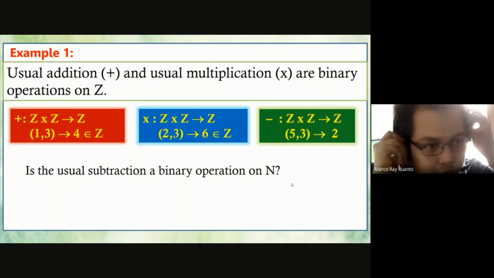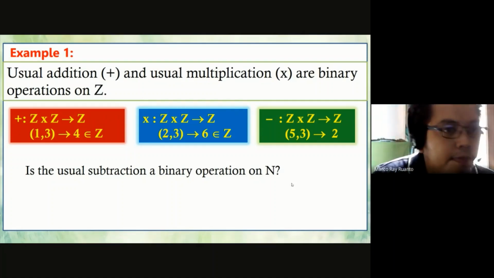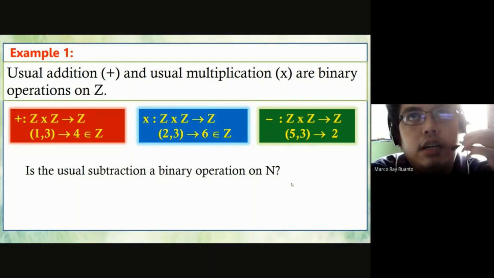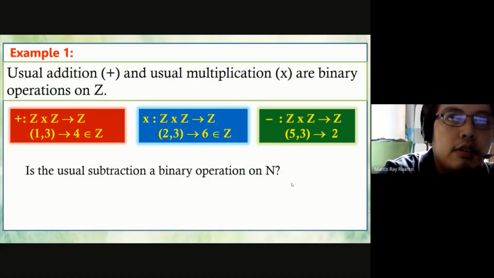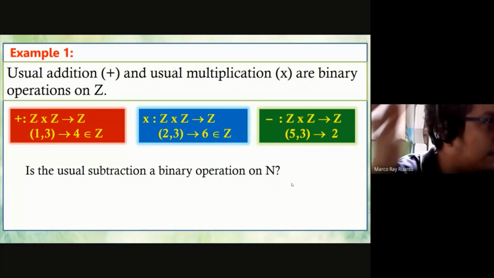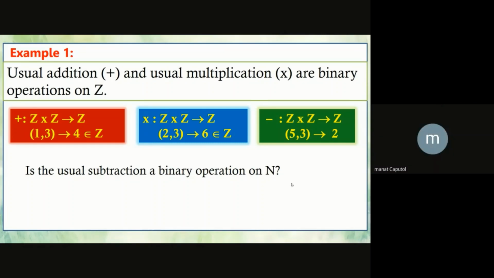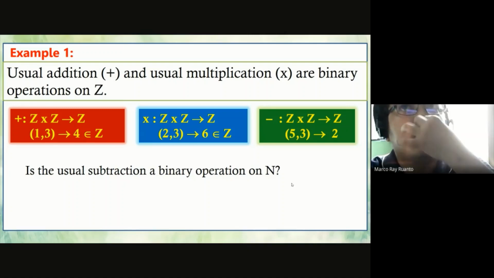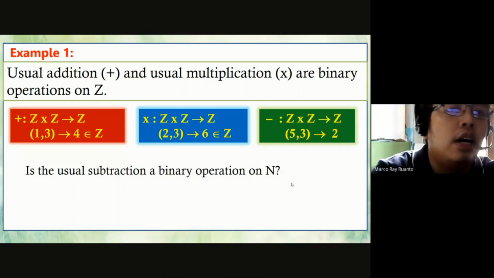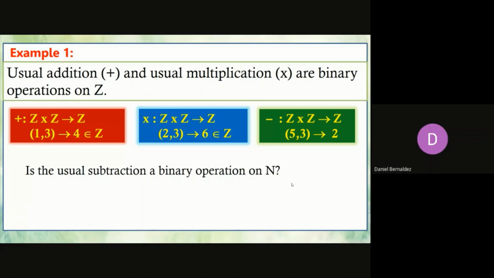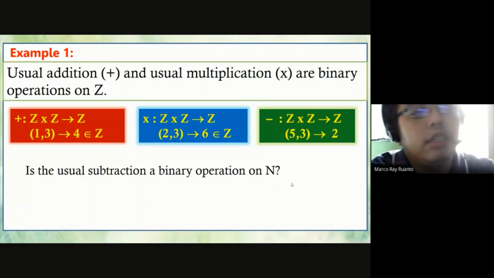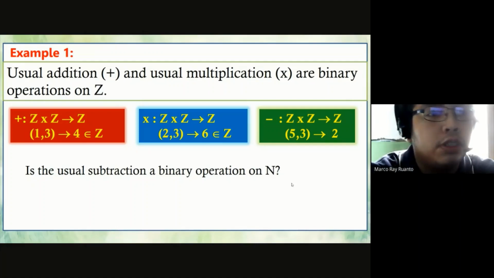Hello, sorry for the intermission. So, negative 3. 7 minus 10 is negative 3. So, is negative 3 a natural number? Yes or no? The natural numbers are 1, 2, 3... No, sir. So therefore, can we say that subtraction is a binary operation on N?